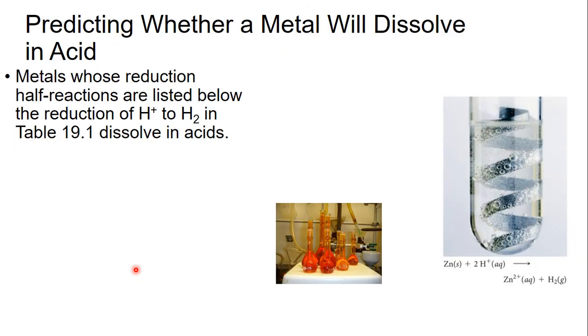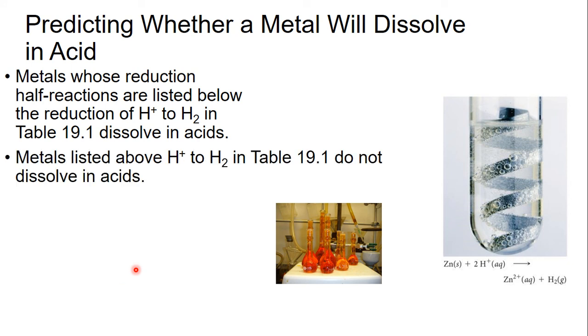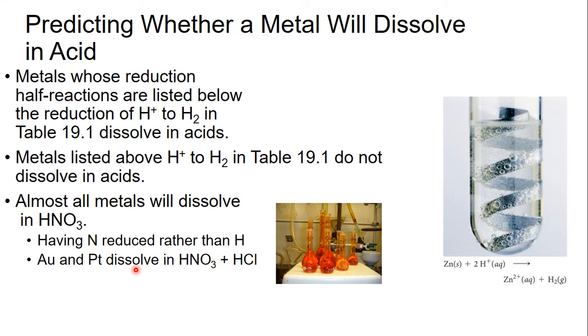And using this information, we can actually predict if certain metals will dissolve in acids. And what you do is you look at your reduction potential table and you ask yourself, is the metal above hydrogen? If it is, it will not dissolve. If your metal is below hydrogen, it will dissolve.